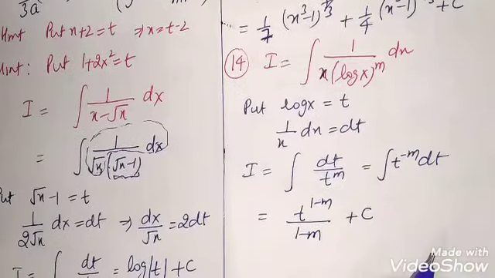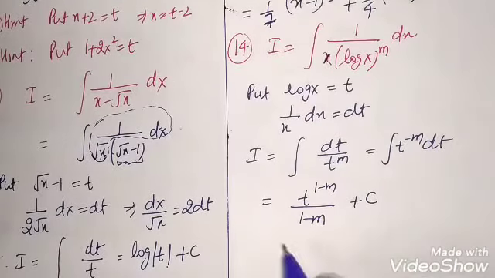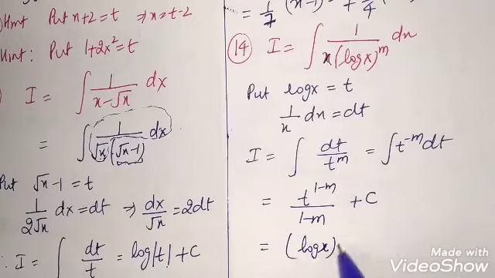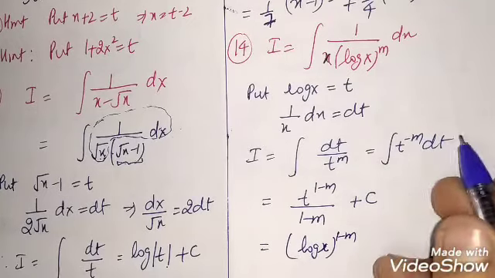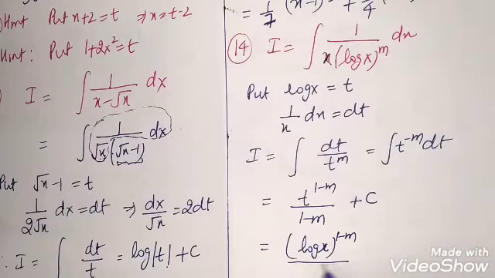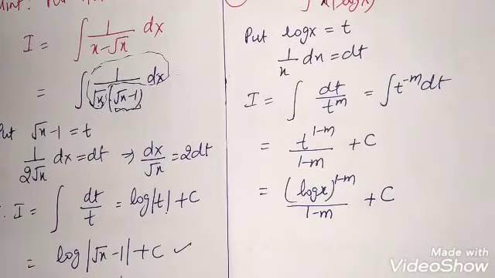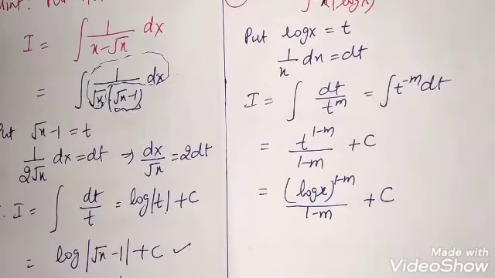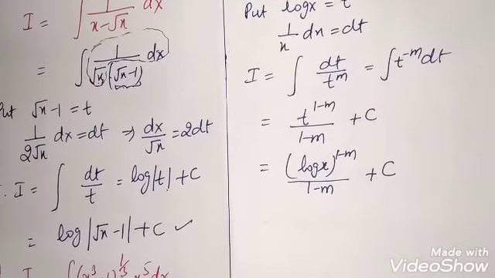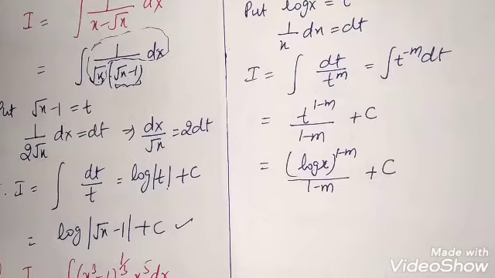The value of t is log x. Answer: log x to the power 1 minus m, upon 1 minus m. It is minus m plus 1, so I am writing it as 1 minus m. Okay. Moving to question number 15th, it's again the easiest question among the whole exercise. You can put the denominator to be t, and you'll get the answer.